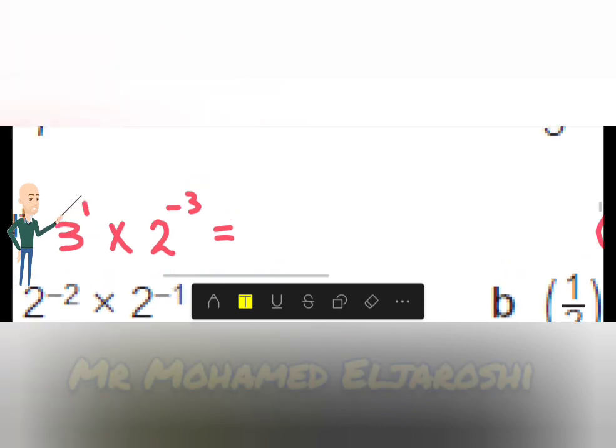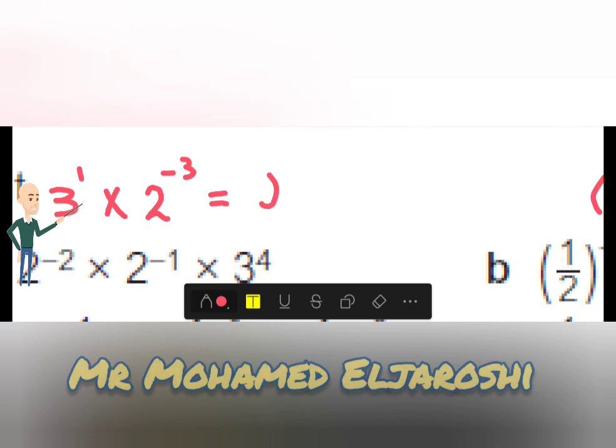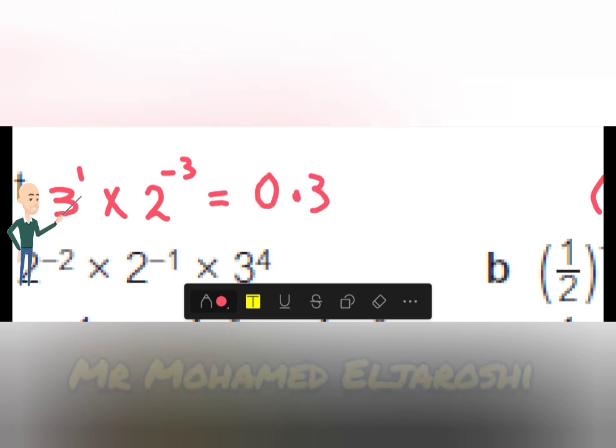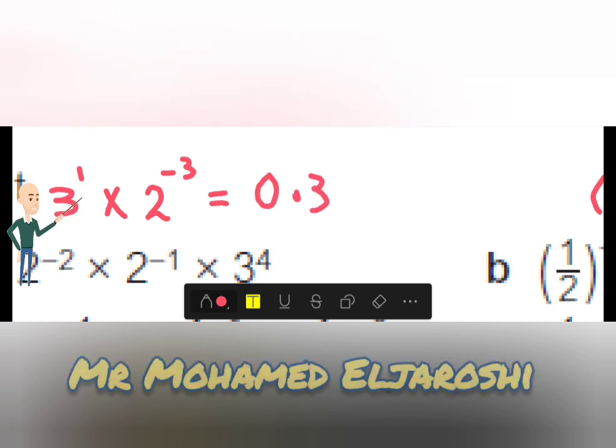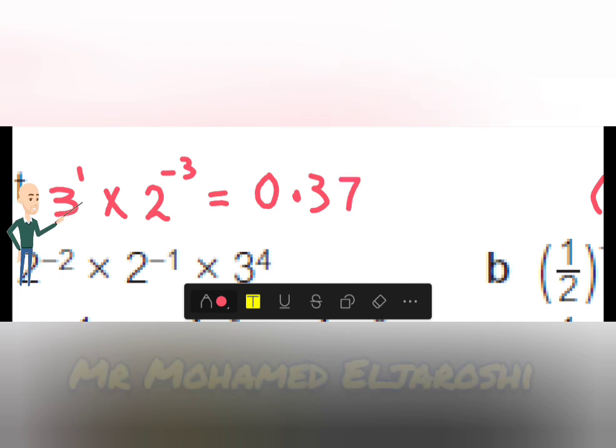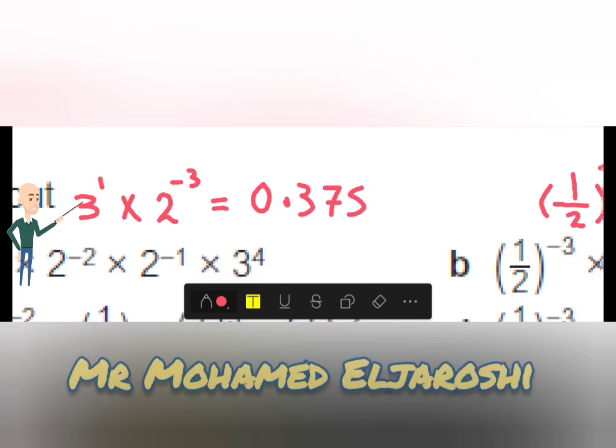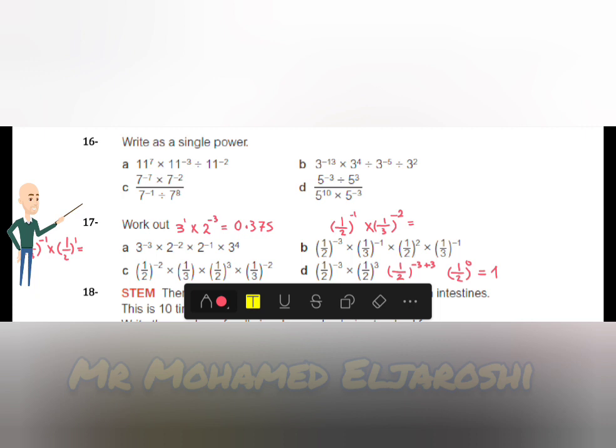Now the answer will be 0.3 to the power of negative 3, of course, 7.5. And this is the answer for A. Now let's take a look at B.